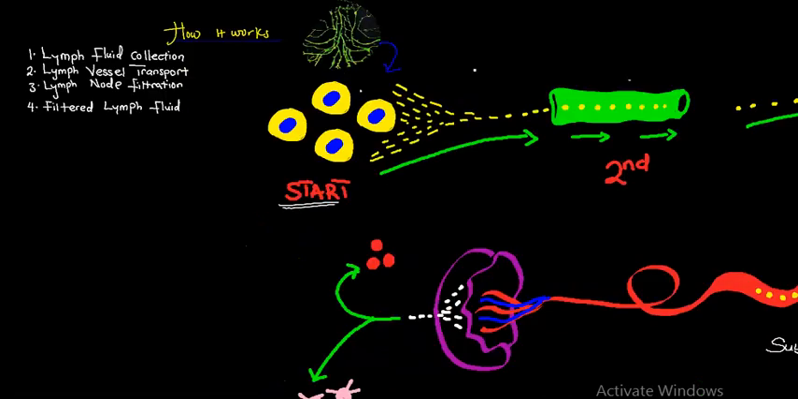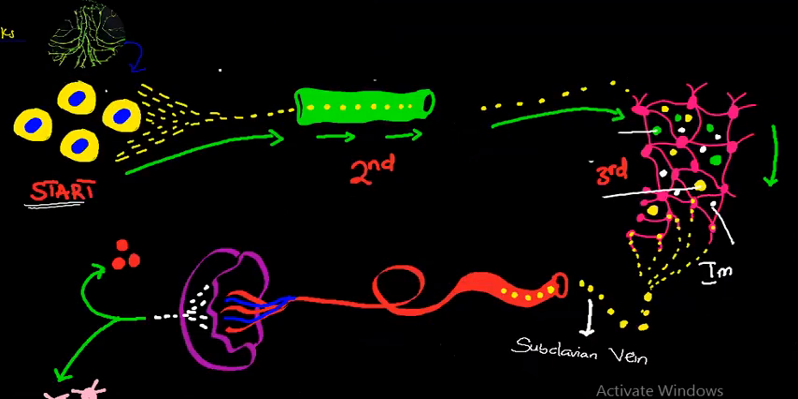Now let's look at the operation of the lymphatic system. The lymphatic system follows four steps. The first one is fluid collection, the second is lymph vessel transport, the third is lymph node filtration, and the last one is filtered lymph fluid. Pay very close attention to what we have on the screen. What you have here is what we call the lymph. This is what we call the lymph fluid.